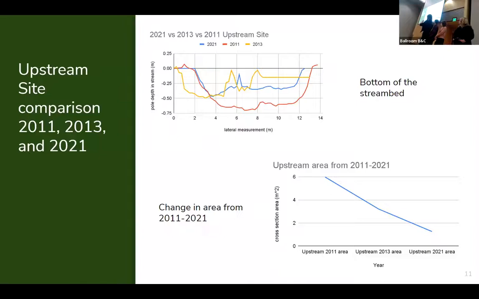As you can see, in 2011 in the red, it was very uniform. It looked very man-made. And by 2013, the deposition had built up significantly, and 2021 followed the 2013 trend very closely, which was pretty cool to see. And you can see that reflected in the overall area.